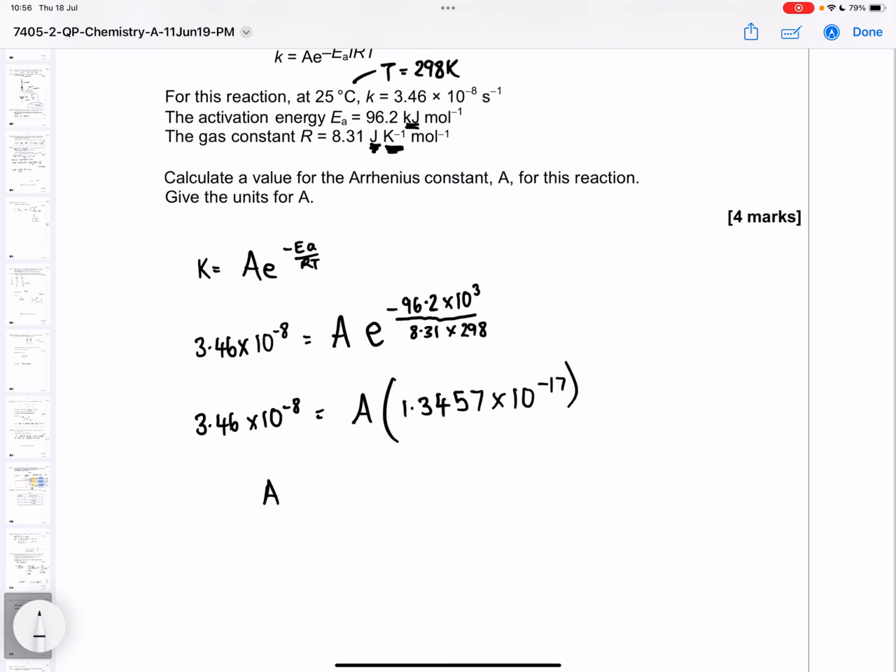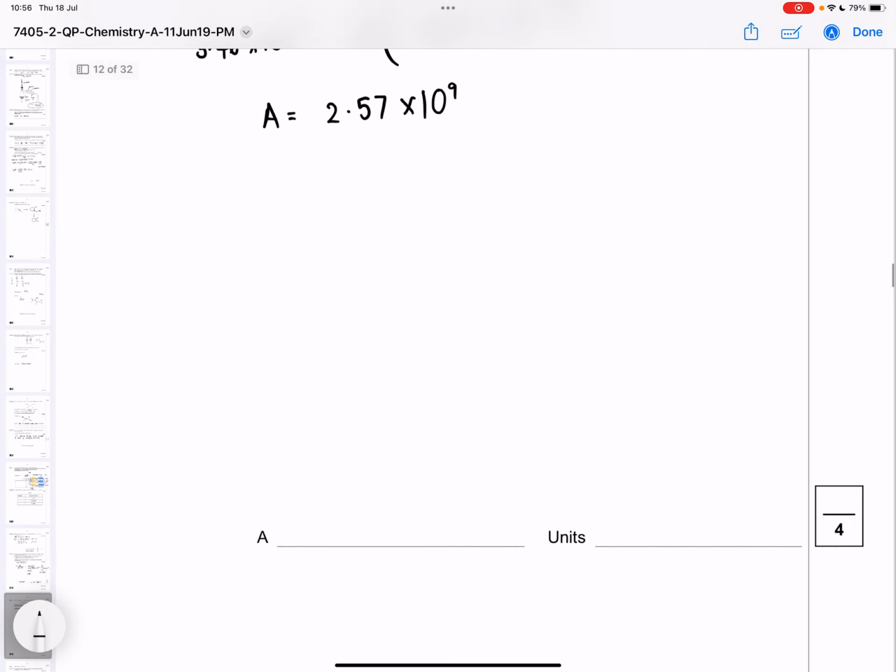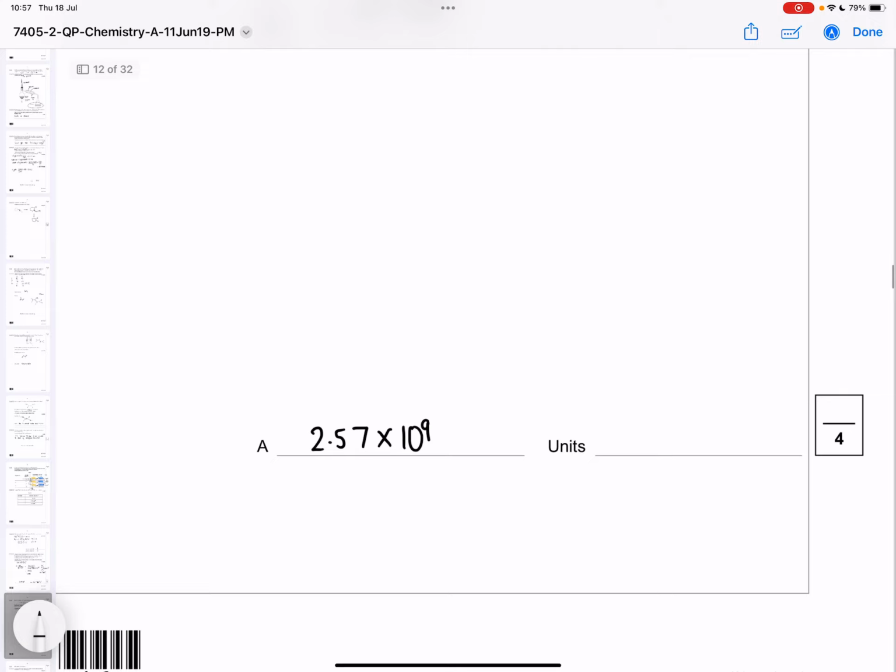So to find A, I'm going to divide both sides by that number. So 3.46 times 10 to the minus 8, divide by that number. I get 2.57 times 10 to the 9. And we need to remember that the units of A and the units of K are always identical because the exponential is unitless.